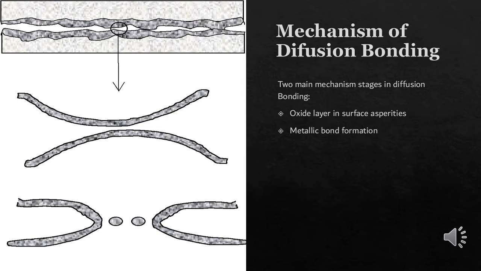In diffusion bonding, there are two main mechanism stages that we should know. The first stage is the oxide layer on the surface asperities just before the initial contact, and the second stage is metallic bond formation between ruptured oxide layers due to microplastic deformation on the asperities.